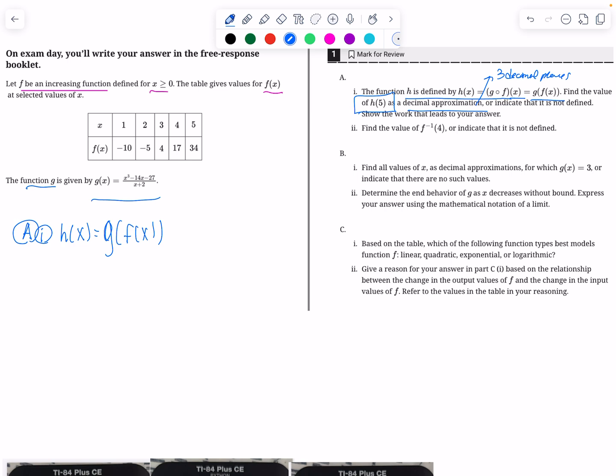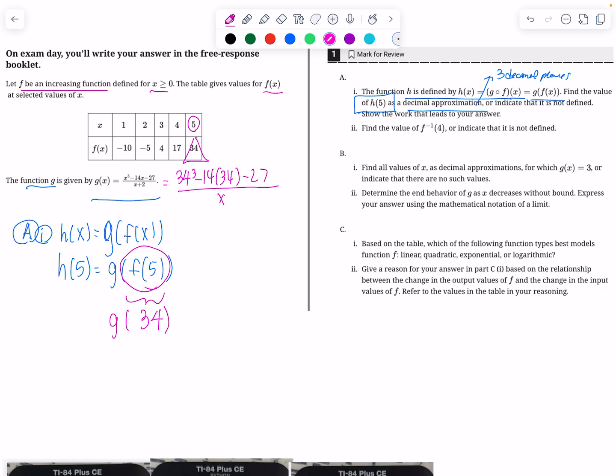So let's do this part first. We want to do h of 5. So I'm going to substitute wherever we see the x, we're going to put the 5. And remember, you always do the inner part first. So we're going to find where x is 5, the f of x. When x is 5, this is the f of x. So this part here is 34. Now we're going to do the g of 34. Now, of course, you can plug in 34 into this equation, right? So 34 to the third minus 14 times 34 minus 27 all over x plus 2.